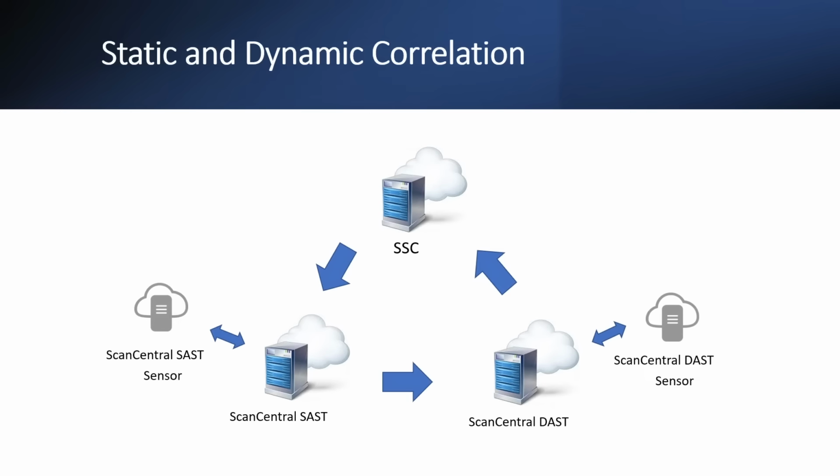The way this works, SSC will initiate a scan in ScanCentral SAST. We'll take the results from that, and when a ScanCentral DAST scan is started, those results will be passed in. The WebInspect sensor being controlled by ScanCentral DAST will look at those results and craft specific attacks that will then be sent and used to validate or correlate those findings against the static results. I'd actually like to show a result of that.